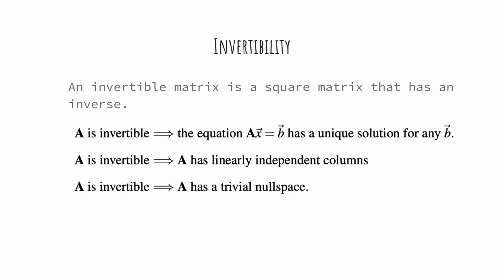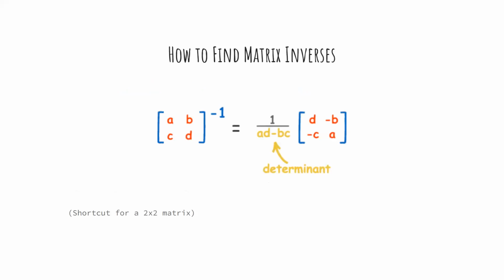And we also know that if A is invertible, then it has linearly independent columns. So that's a definition that we did earlier in this presentation. And then we also know that if A is invertible, then it has what we call a trivial null space. And we'll talk a little bit about that in a minute.